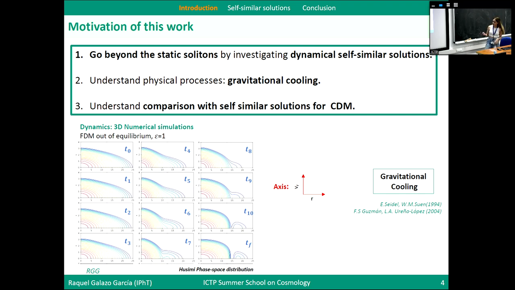So here is a slice of one numerical simulation that I have done, in terms of the phase space distribution, evolving in time like this. What we can see is that if we start with a scalar cloud, which is a bit perturbed from the equilibrium, there is a kind of ejection of scalar matter. This is named gravitational cooling. In other words, it is a mechanism the system has to reach equilibrium. So, to have analytical expressions, this is the motivation of this work. Another motivation is to understand how these self-similar solutions in fuzzy dark matter compare to the self-similar solutions in cold dark matter.